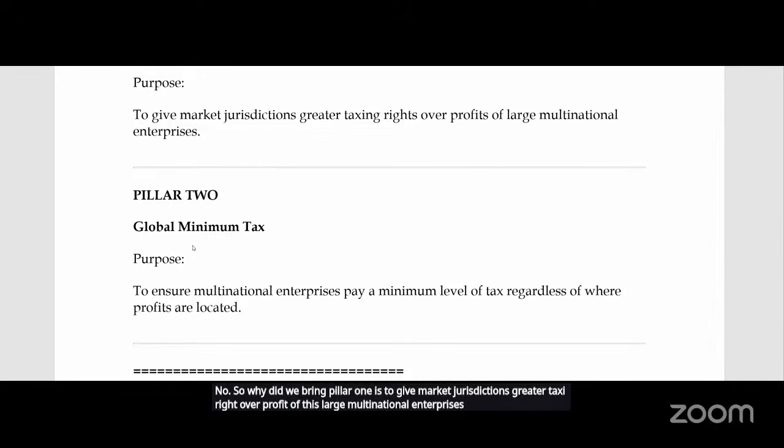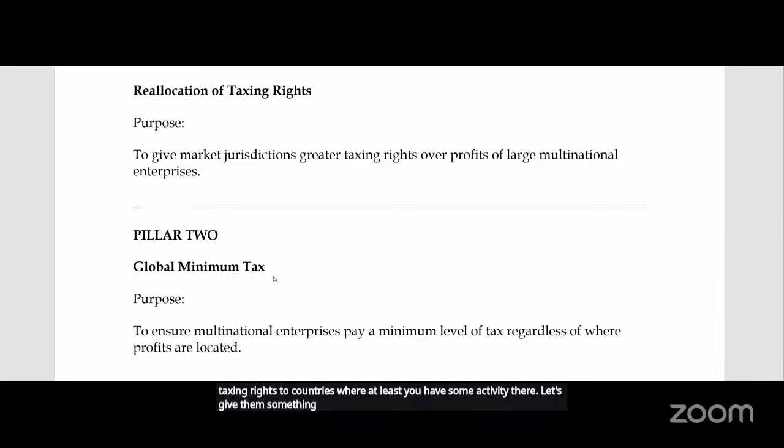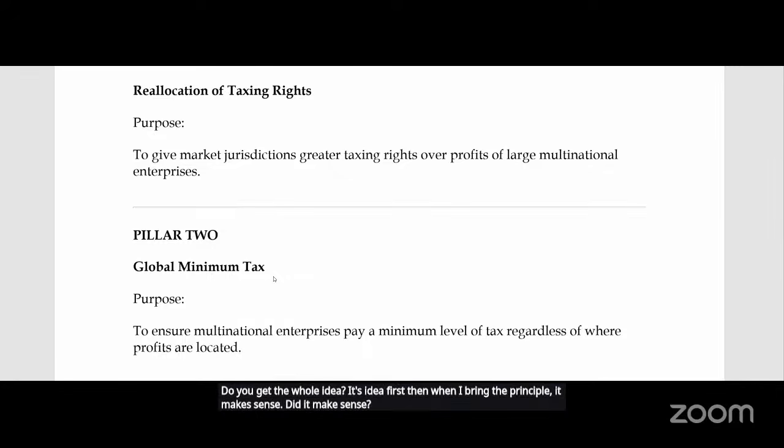Then pillar two is where we have a global minimum tax to ensure multinational enterprises pay at least a minimum level of tax regardless of where their profits are located. You first get the main idea behind it. So pillar one, we are allocating taxing rights to countries where at least you have some activity. Let's give them something, because they created a room for you to get your members. But pillar two is to avoid what? Tax avoidance. So we have a global minimum tax. Do you get the whole idea behind it? The idea comes first, then when I bring the principle, it makes sense. Did it make sense? Yes, ma'am.